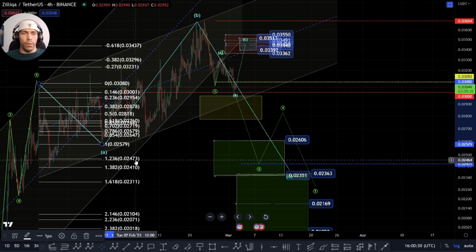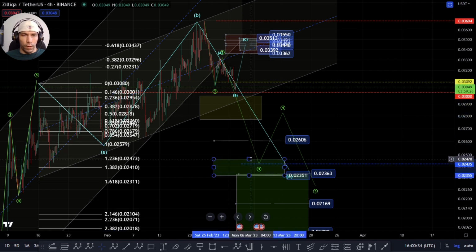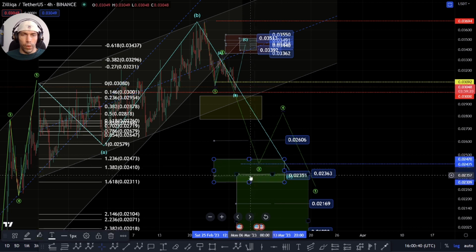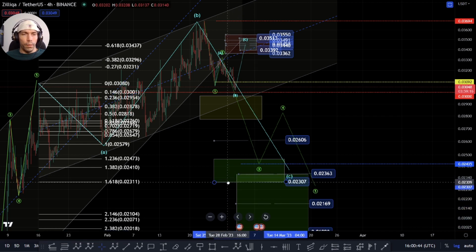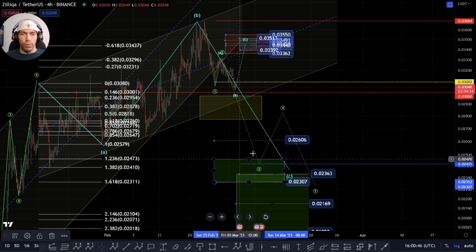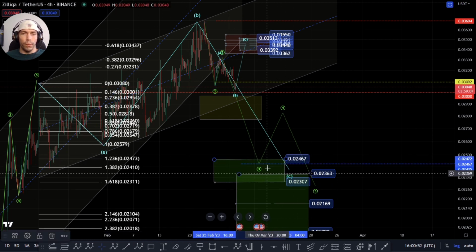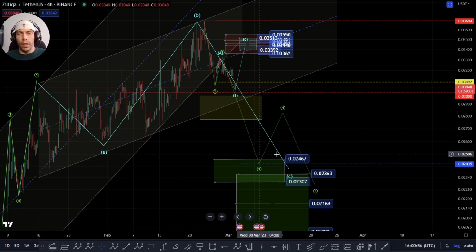This is slightly out, I need to adjust this actually. So this lower target range would actually be here. The 618 would be the 02311, and then the higher range of that would be this 1236, which would actually be this 02473. So if we do move down into this zone, that could be a potential area we look to target. So keep an eye on that area.